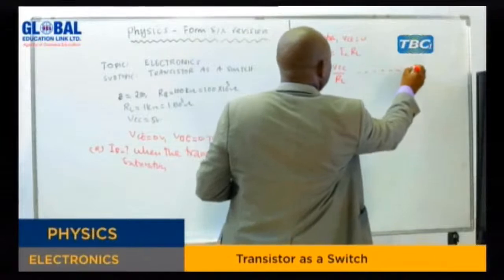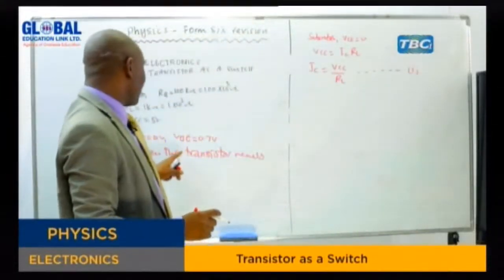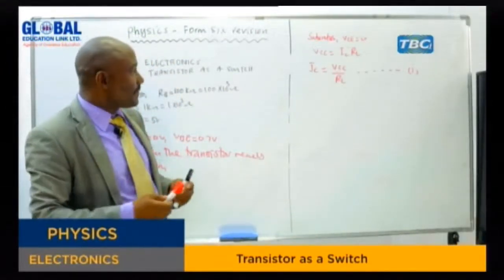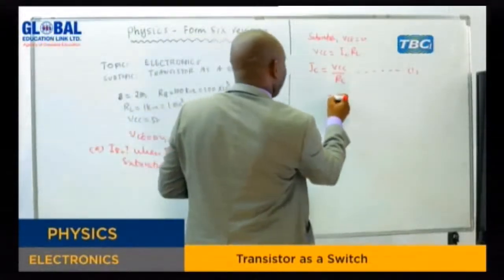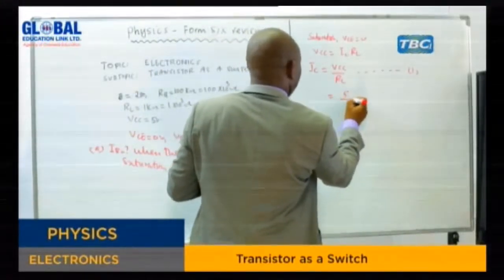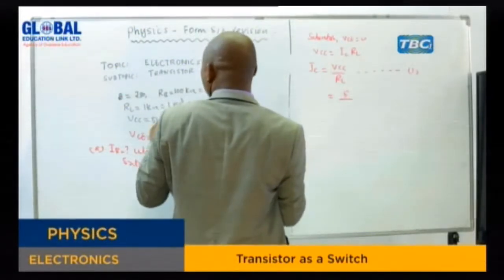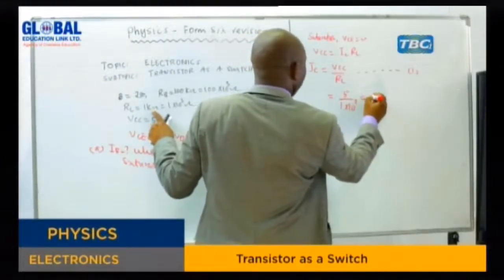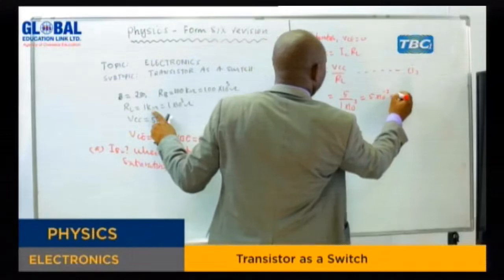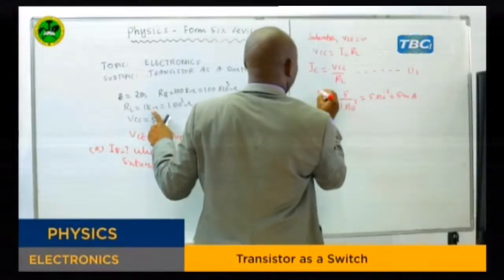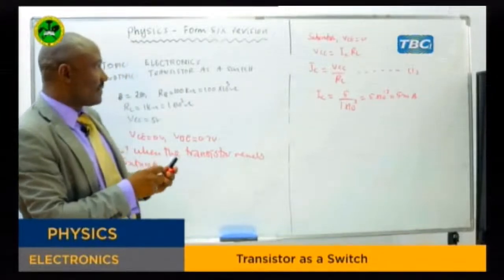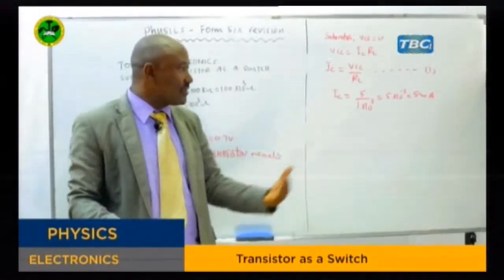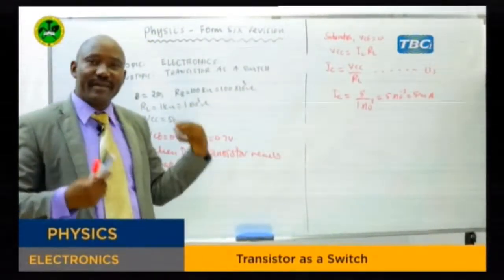Step number one: if you want to find the minimum base current, you should know the value of the current at which the transistor starts saturation. So our VCC is 5, and our load resistance is 1 times 10 to the power 3. You get 5 times 10 to the power negative 3, which is 5 milliamperes. This is our collector current, the current at which the transistor starts saturation. So let's find the corresponding value of the base current.